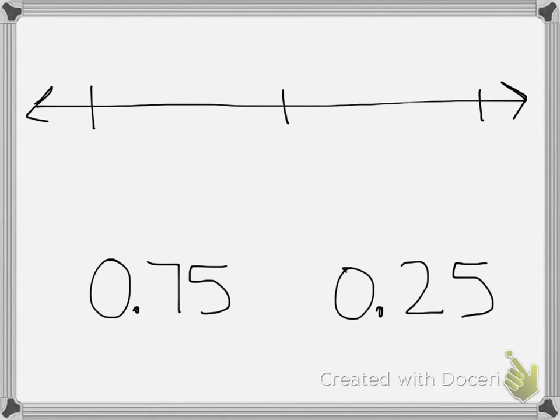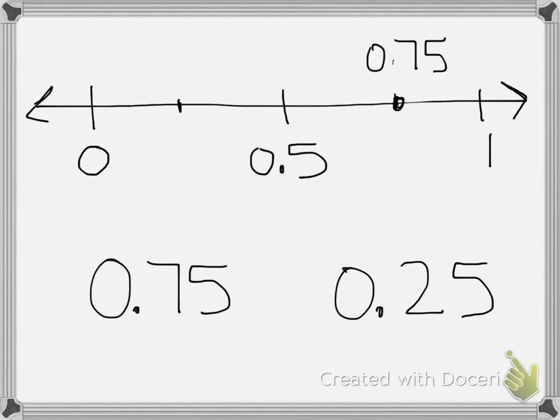So I've drawn a number line here. So we're going to put the 0 and the 1, and our halfway point in between would be 5/10. So be sure to fill that in on your example, your number line in your chart. So if I think about where 75 hundredths would fit, it would come about here on my number line, and 25 hundredths would be about here.